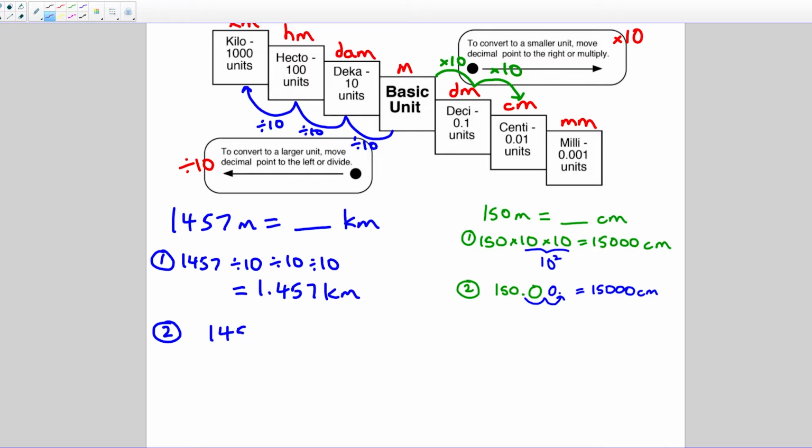Alternatively, we can simply move the decimal point. So I'm going to rewrite the 1457 as 1457.0. And all I'm going to do is, because we jumped 3 units to the left, we are going to move this decimal 3 places to the left. So it's going to end up right there, and we will end up with 1.457 kilometers. So once you get used to the idea of moving the decimal point either to the left or to the right, converting within the metric system is actually quite simple.